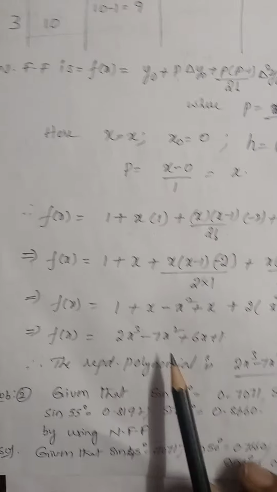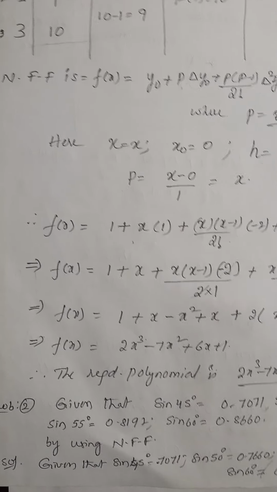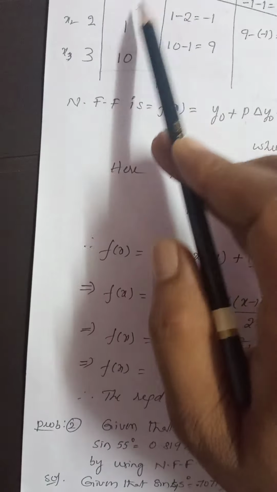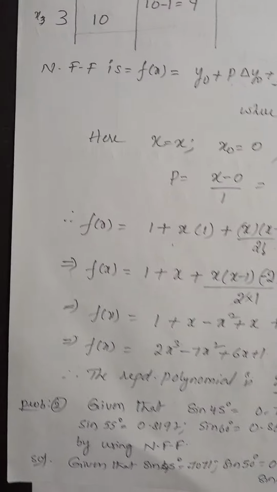Now after simplification I am getting this cubic polynomial. This is the polynomial which satisfies the given data. And if x is equal to 1, this value comes, if x is equal to 0, this value, if x is equal to 2, this value comes, right.